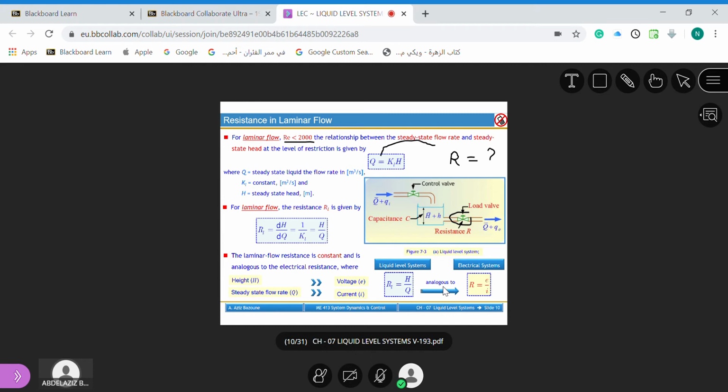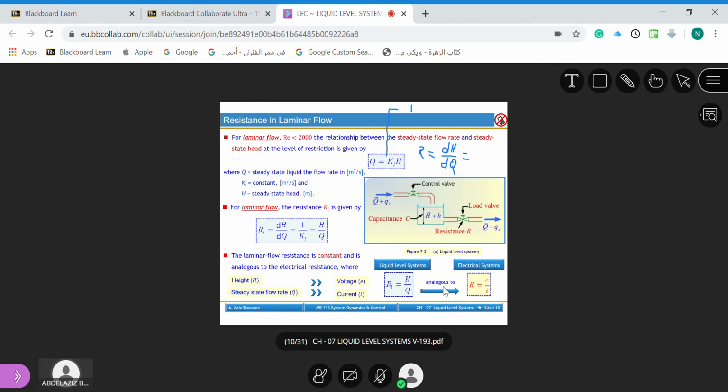We can write R as defined. You remember, we defined R, our resistance. What was the definition for our resistance in the previous slide? We defined it as the change in level difference over the change in flow rate. So if we write R simply as dH, the change in level difference, over dQ, the change in flow rate, we can say this one will be H over Q if you want.